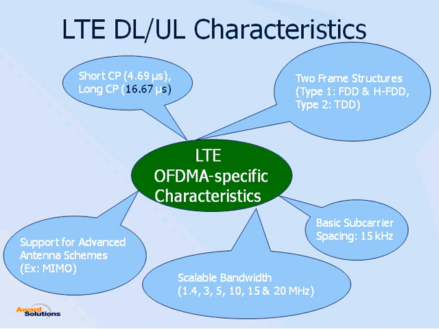Then two frame structures, one is for FDD type, another for TDD. Advanced antenna techniques are supported, we know that. Subcarrier spacing, we already know, 15 kilohertz, right? The bandwidth, we said that is scalable, as little as 1.4, as wide as 20 megahertz. Some other values in between also supported.